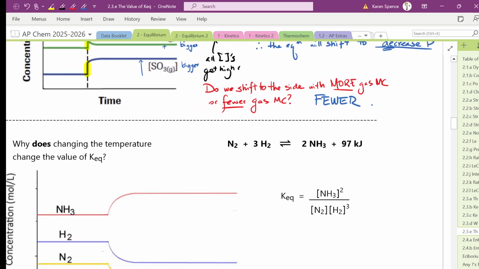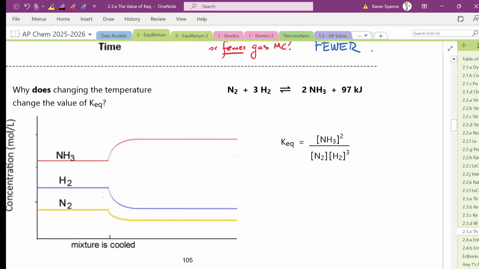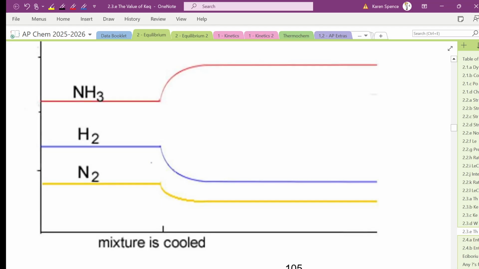All right. So why does changing temperature change the value of KEQ? Well, if you remember with temperature, what is a feature of a concentration graph that is missing when our stress is temperature? Vertical spikes. So what that means is that you can't have reactants and products all ending up bigger than they were before or smaller than they were before because you're shifting in one direction. So either products are going to get bigger and reactants are going to get smaller, or reactants are going to get bigger and products are going to get smaller.